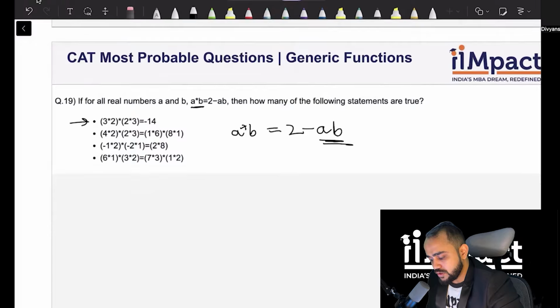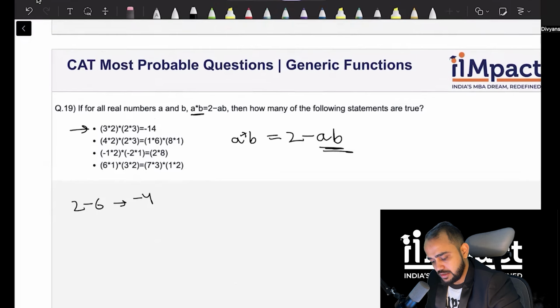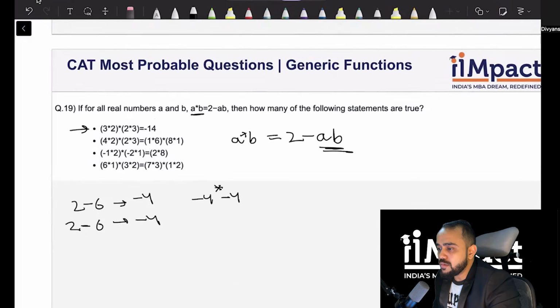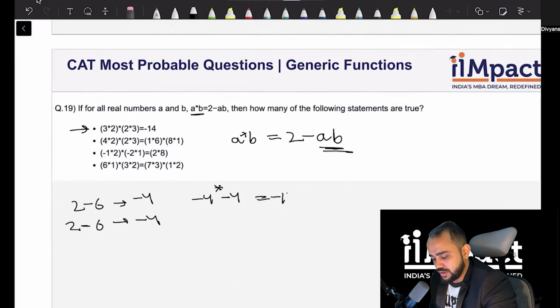3 star 2 is going to be 2 minus 6, which is minus 4, and 2 star 3 is going to be 2 minus 6, which is minus 4. And now I have minus 4 star minus 4, which will be 2 minus minus 4 square, that is 2 minus 16, that is minus 14. So this one is correct.